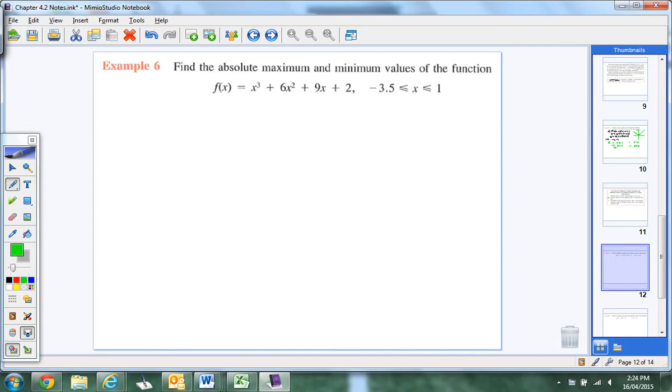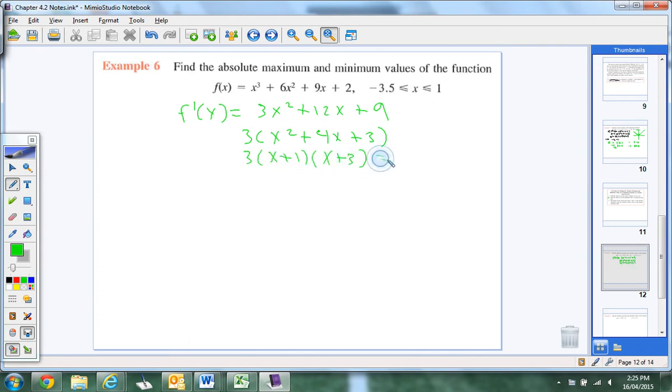Okay, find the absolute max and min values of this function. So this is what I'm talking about. We can go back, just pause it for a second. So -3.5 and 1 are my endpoints. That's what I was talking about, endpoints. And then what we need to do now is figure out the critical points of this function. Critical points come from your f prime: 3x squared plus 12x. That's the one we already did. Pull the 3 out again, and that factored. So my critical numbers are -1 and -3.